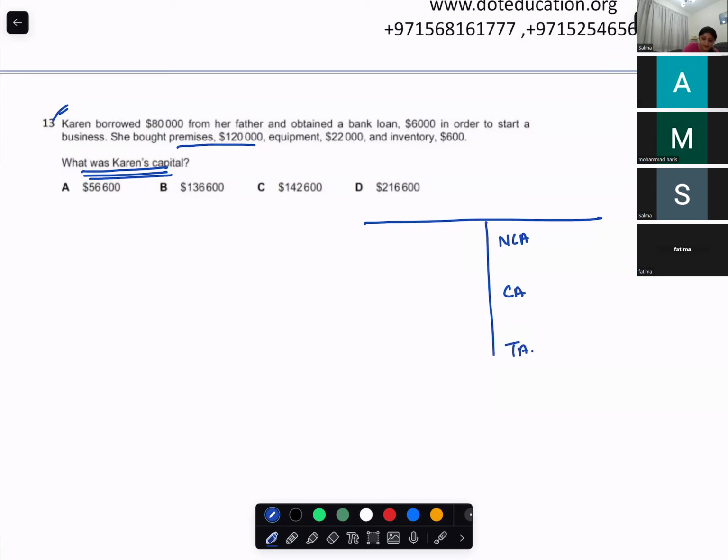What is the total? Non-current assets are premises and equipment, which adds up to 142,000, and current asset is 600. It's only 600. Please rethink it. Yes, only 600. Harris, you have some other answer to give? No, miss, 600. Fatima?